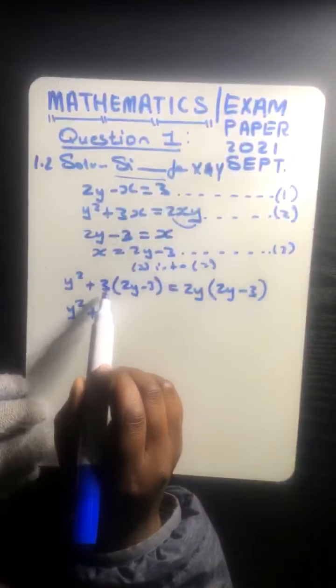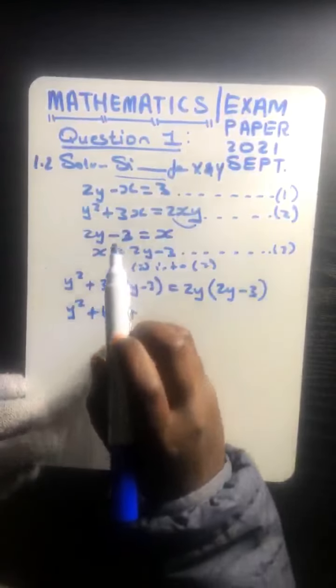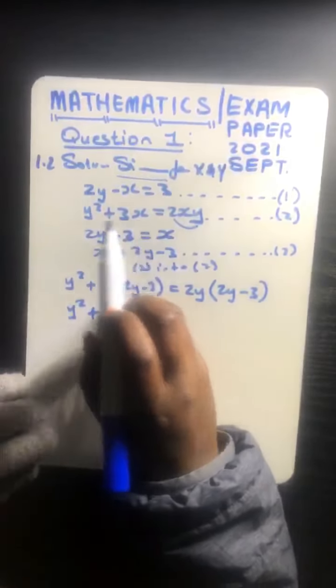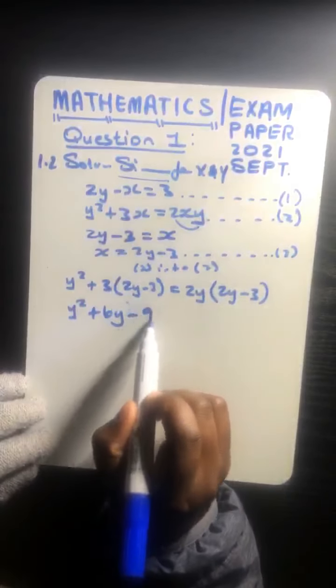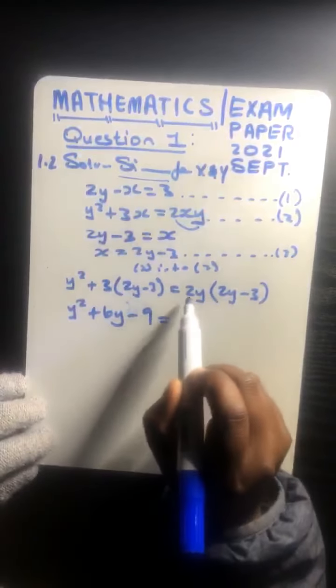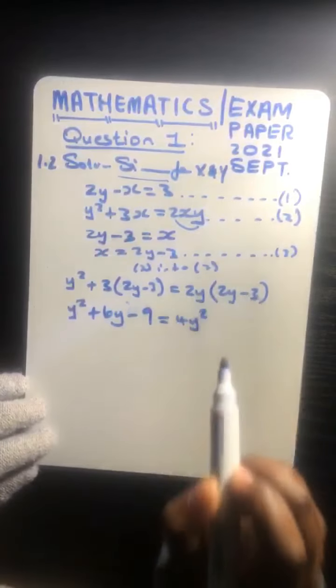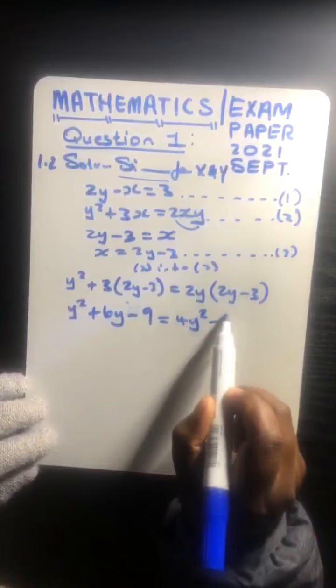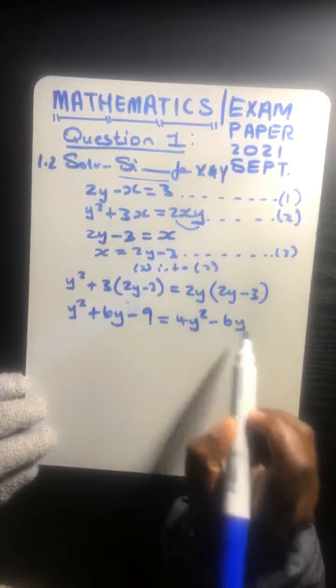So that means we have this by that is 6y, that by that is negative 9. Just make sure that whatever I'm doing over there, ladies and gentlemen, you have your eyes wide open. That times that, you are having 4y squared. That times that, you are having minus 6y.